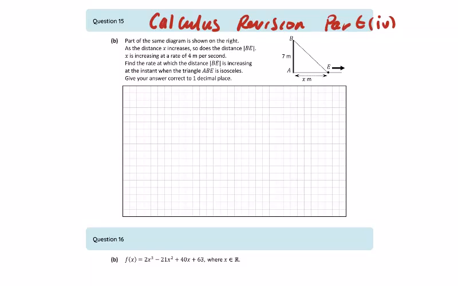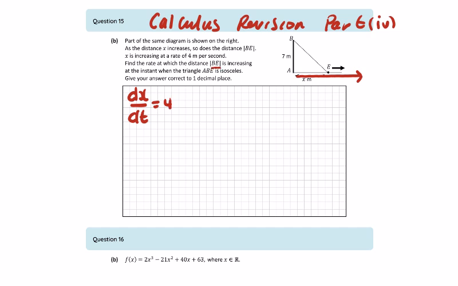In this fourth video for your calculus revision, we're given this diagram here and we're told as x increases, so does BE. So we have x increasing in this direction as the arrow shows, so BE is obviously going to increase as well. And x is increasing at a rate of 4 meters per second, so dx/dt is equal to 4. Find the rate at which BE is increasing.